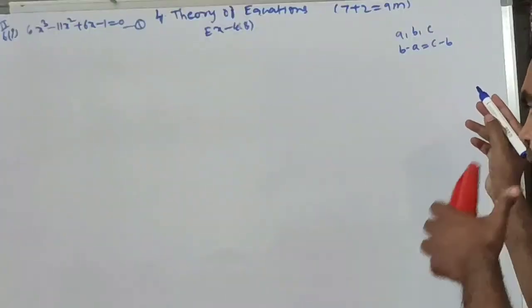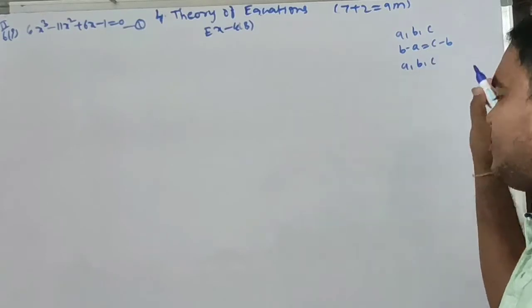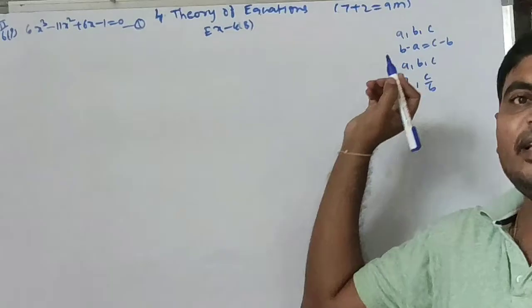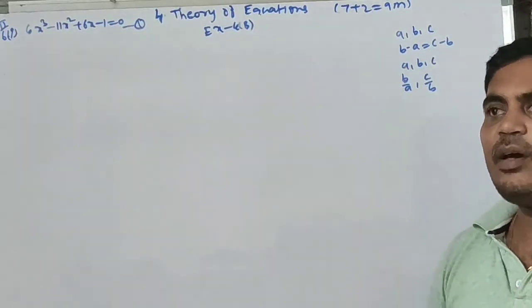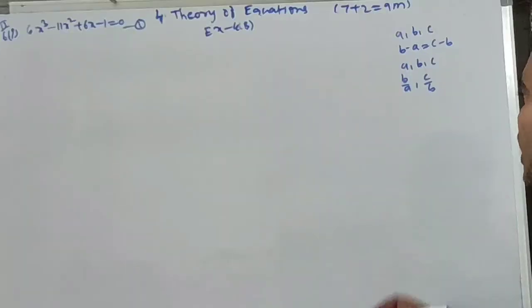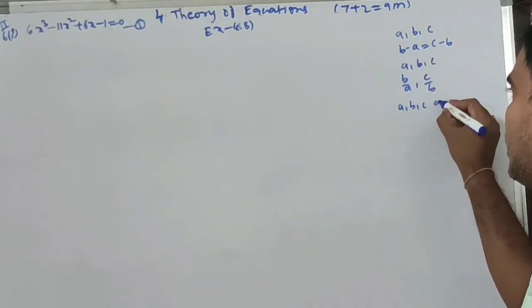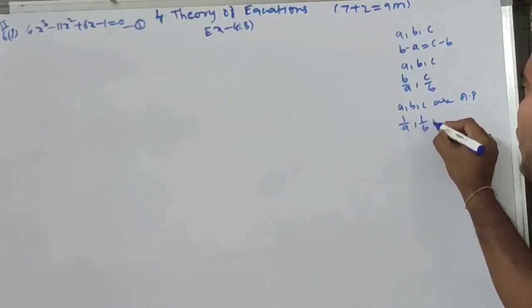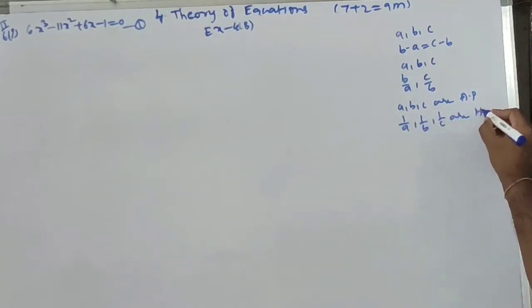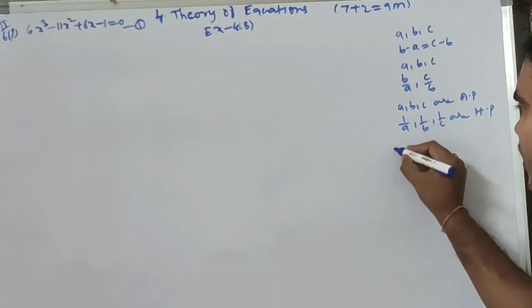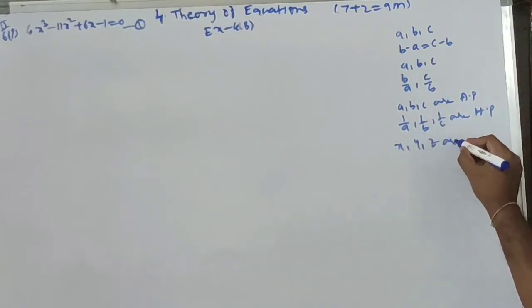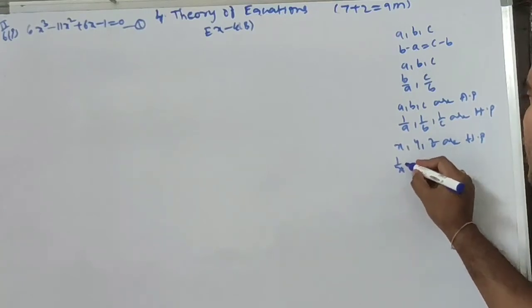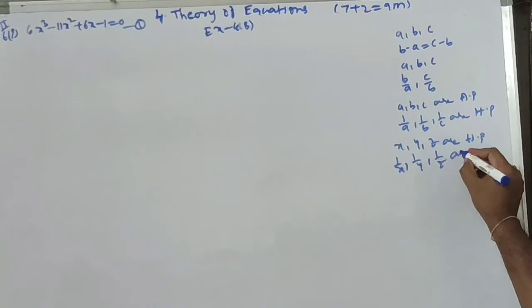So A, B, C are in AP. A, B, C are in GP if B by A equal to C by B. So ratios are equal, then it is in GP. Now HP. What is HP? If A, B, C are in AP, then its reciprocals 1 by A, 1 by B, 1 by C are in HP. Or else if X, Y, Z are in HP, 1 by X, 1 by Y, 1 by Z are in AP.